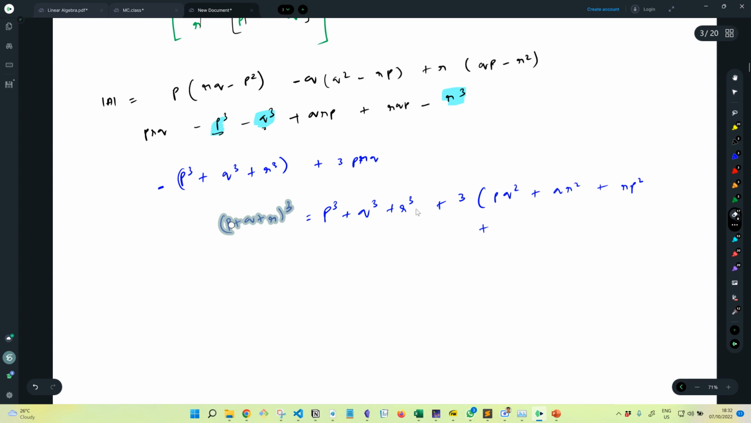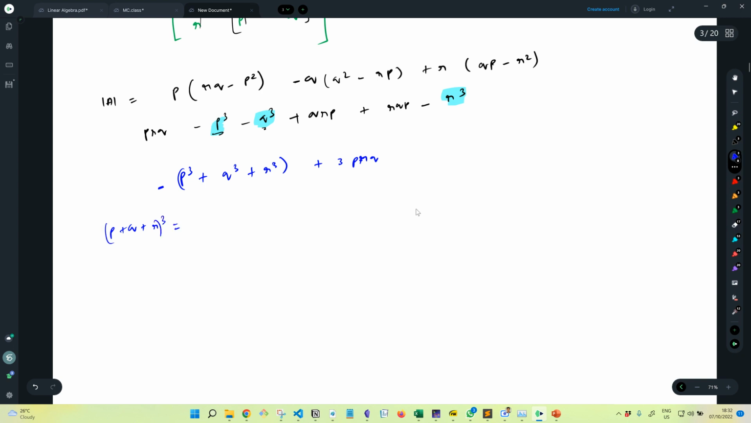So basically, (p plus q plus r) the whole cube will be equal to p cube plus q cube plus r cube plus 3 into (p plus q) into (q plus r) into (r plus p). Right? If I expand this further, what will you get?